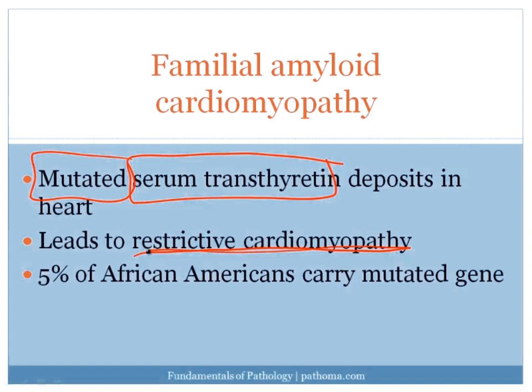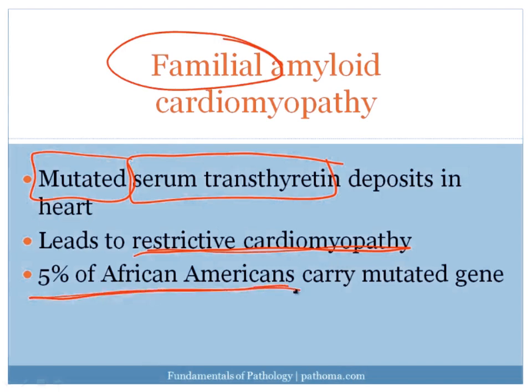Again, restrictive cardiomyopathy implies that the wall of the heart gets full of amyloid. Because it's full of amyloid, it's not able to expand. It becomes less compliant, and therefore it can't fill, so it's restricted from filling. As a consequence, it can't pump properly, and eventually the patient goes into cardiac failure. This is a familial circumstance. 5% of African Americans actually carry the mutated gene. So those are the key highlights for familial amyloid cardiomyopathy.